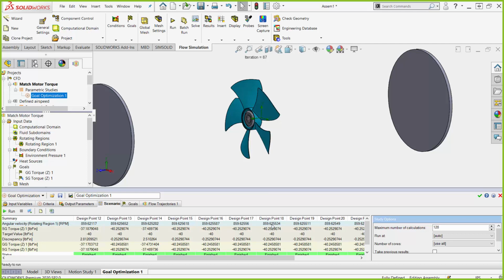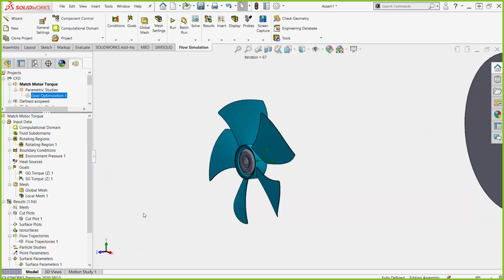So one of these goal optimizations could get me an answer there in about 16, 17 iterations, where I could just leave this over lunch and come back and have an answer, compared to having to do this manually in Excel. Good stuff. Now that's kind of the first setup.